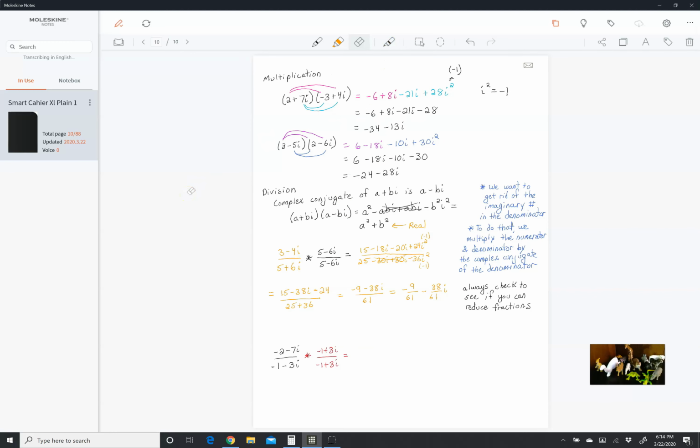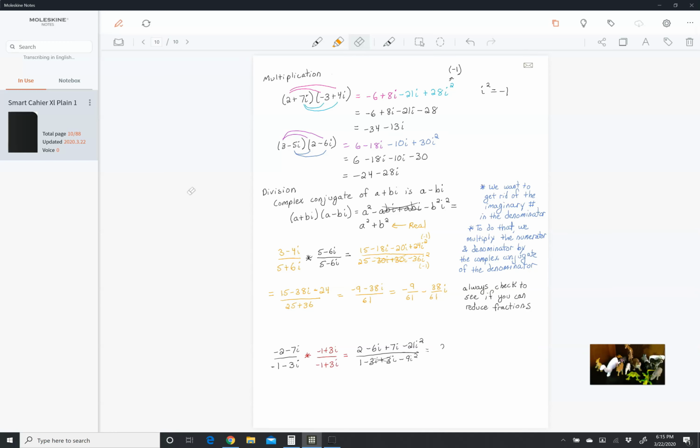on top, negative 2 times negative 1 is 2. Negative 2 times 3i is negative 6i. Negative 7i times negative 1 is plus 7i. And negative 7i times positive 3i is negative 21i squared. Then on bottom, negative 1 times negative 1 is positive 1. Then we get negative 3i, positive 3i, so that cancels. And then minus 9i squared.